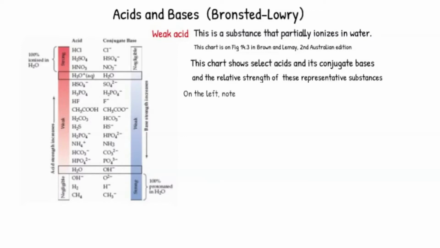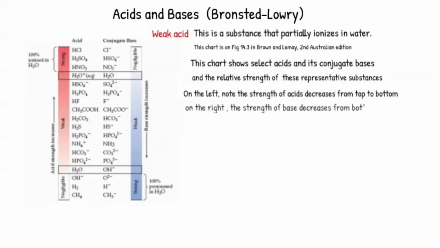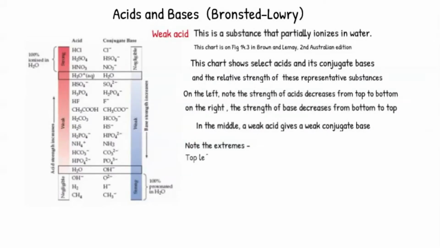On the left, note the strength of acids decrease from top to bottom. On the right, note the strength of bases decreases from bottom to top. In the middle, a weak acid gives a weak conjugate base. Note the extremes. On the top left are the very strong acids. They give very weak conjugate bases that are negligible as bases.